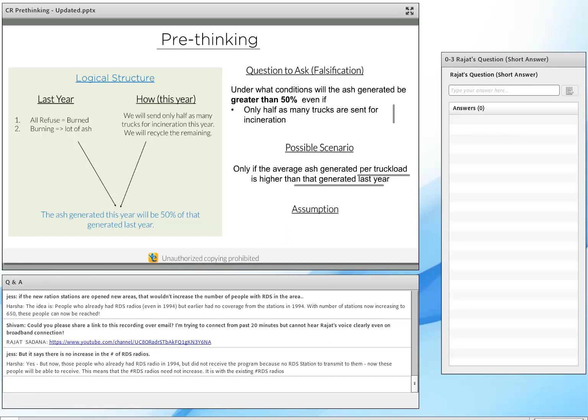So if this is your possible falsification condition, then your assumption is that ash per truckload is going to be similar to or lower than what it was last year. Isn't that a familiar pattern, guys? Where we ask the falsification question, we figure out the scenario, and we get to the assumption. And it's all from the argument, right? If you can visualize that argument in your mind, this is a very natural activity. This is not rocket science.